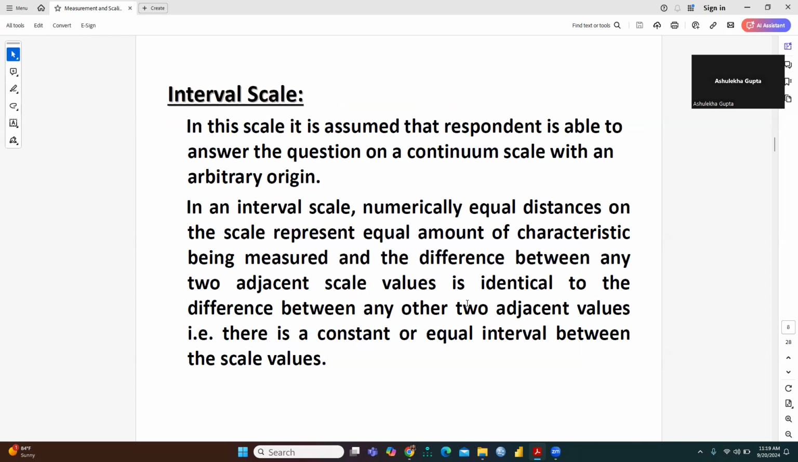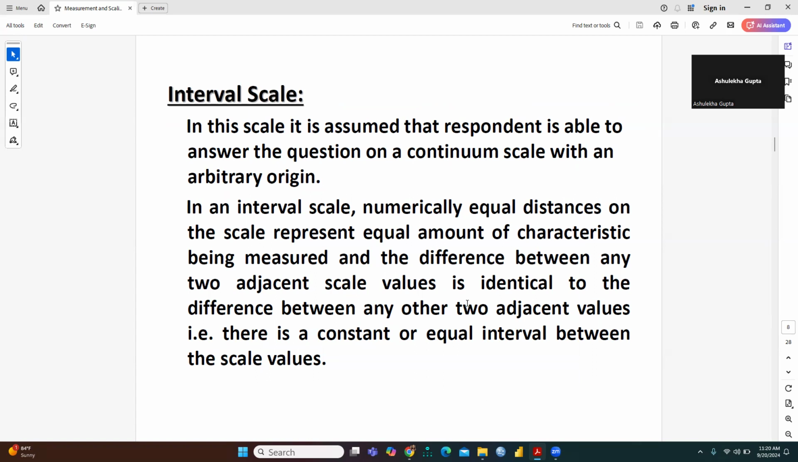But the interval scale is something different. In an interval scale, it is assumed that the respondent is able to answer the question on a continuum scale with an arbitrary origin. Arbitrary origin means there is an arbitrary zero, whereas the ratio scale works with a real zero.